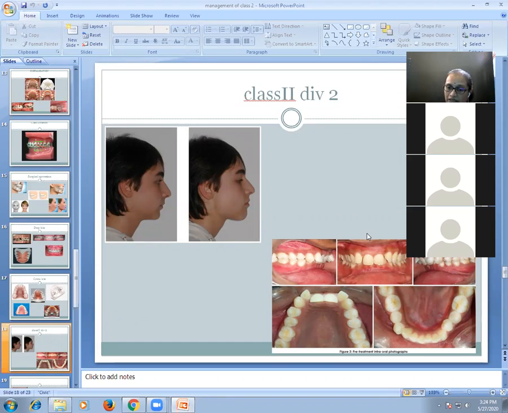So the clinical features, the dental features will be retroclined upper incisors and proclined lateral incisors, class 2 molar relation, broad dental arches, and deep bite. Facial profile will be nearly straight, broad squarish face, and there will be a complete lip seal.